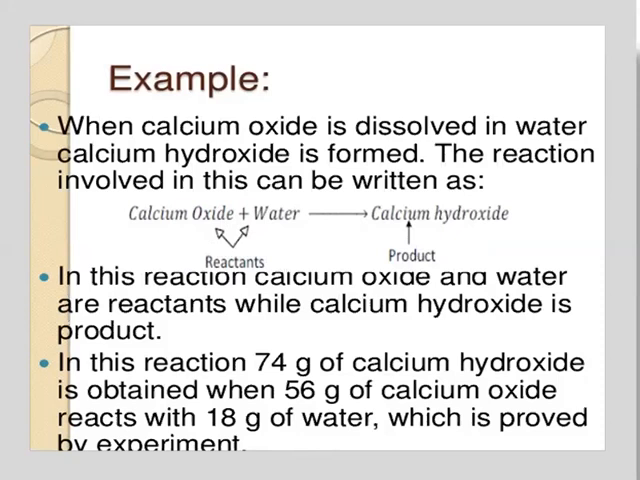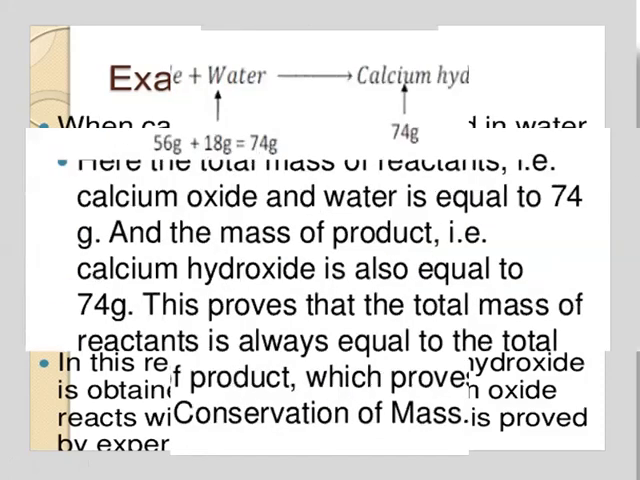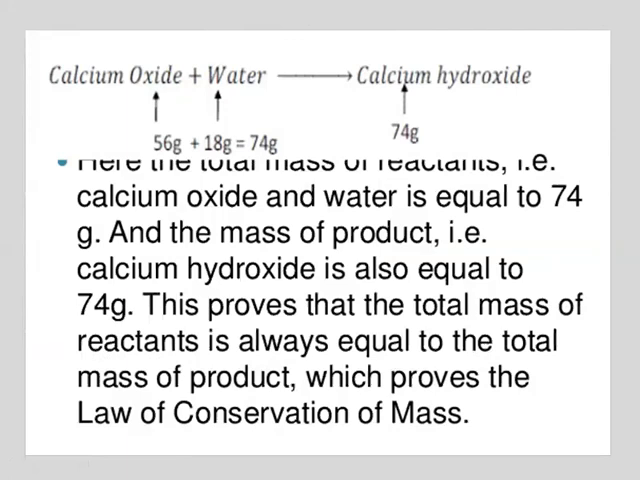In this reaction, calcium oxide and water are reactants, and calcium hydroxide is the product. We can say that if measured or weighed, 74 gram of calcium hydroxide is obtained when 56 gram of calcium oxide reacts with 18 gram of water, which is proved by experiment. Here the total mass of reactants, that is of calcium oxide and water, is equal to 74 gram, and the mass of the product, calcium hydroxide, is also equal to 74 gram. This proves that the total mass of reactants is always equal to the total mass of the product. No creation or destruction of mass has occurred, which proves the law of conservation of mass.